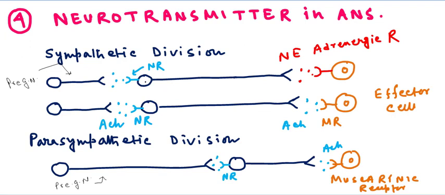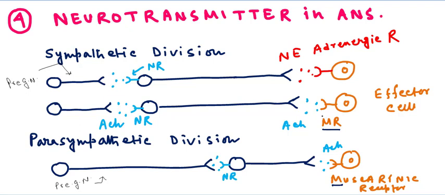Now, the nicotinic receptors are usually present in the postganglionic neuron of both the sympathetic and the parasympathetic division, but the muscarinic receptors, to which the acetylcholine binds, are present in the effector cells of the parasympathetic division and also a few effector cells of the sympathetic division. These are the muscarinic receptors, and acetylcholine binds with this muscarinic receptor.